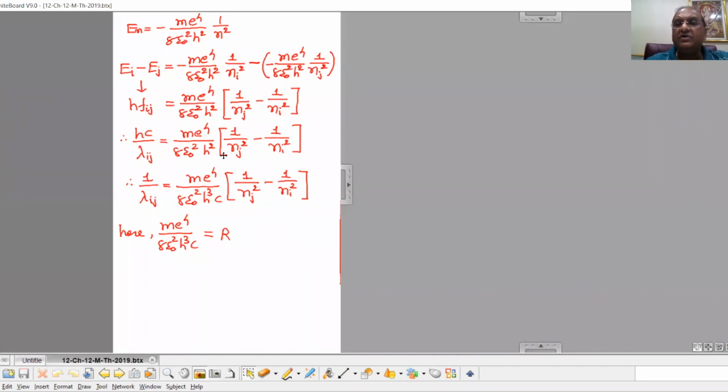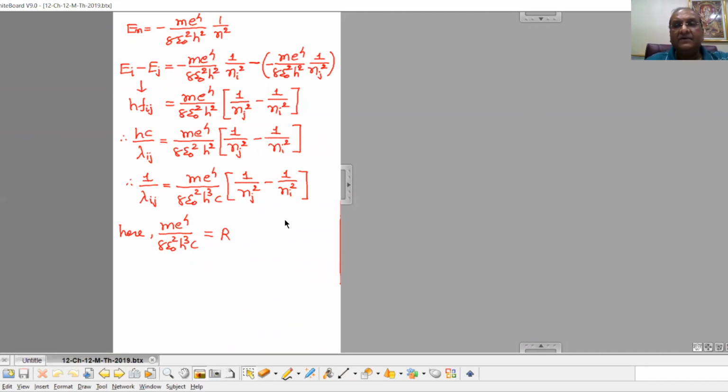Now take this hc on right hand side. So we will get 1 upon lambda ij equal to me4 upon 8 epsilon 0 square h cube c into 1 upon nj square minus 1 upon ni square. Now see, this equation obtained has exactly the form of the equation for the wavelengths obtained in different spectral series, that is 1 upon lambda equal to R, the Rydberg constant, into 1 upon m square minus 1 upon n square, where m and n are integer numbers. Okay. So here these are the number of orbits.